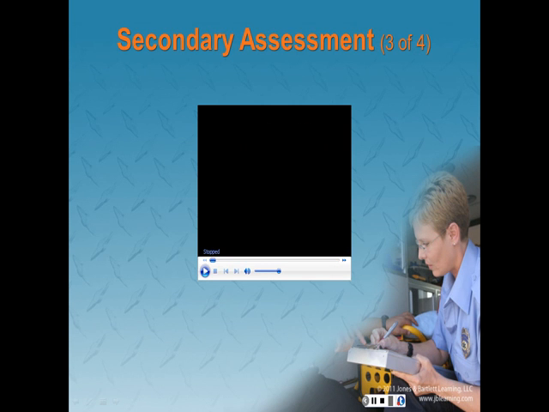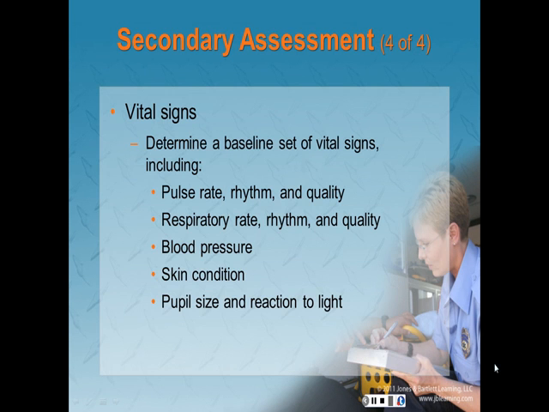Vital signs. Determine a baseline set of vital signs, including pulse rate, rhythm, and quality, respiratory rate, rhythm, and quality, blood pressure, skin condition, and pupil size and reaction to light. Trending these vital signs helps you to understand whether your patient's condition is improving or getting worse over time.